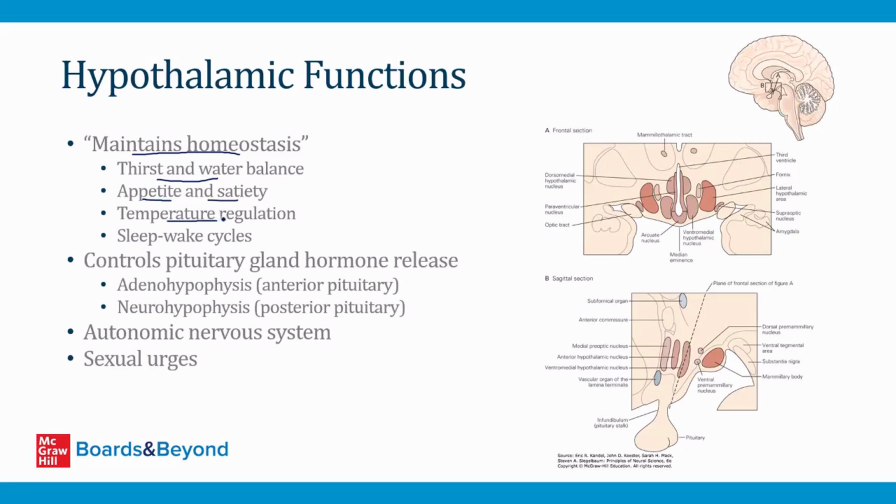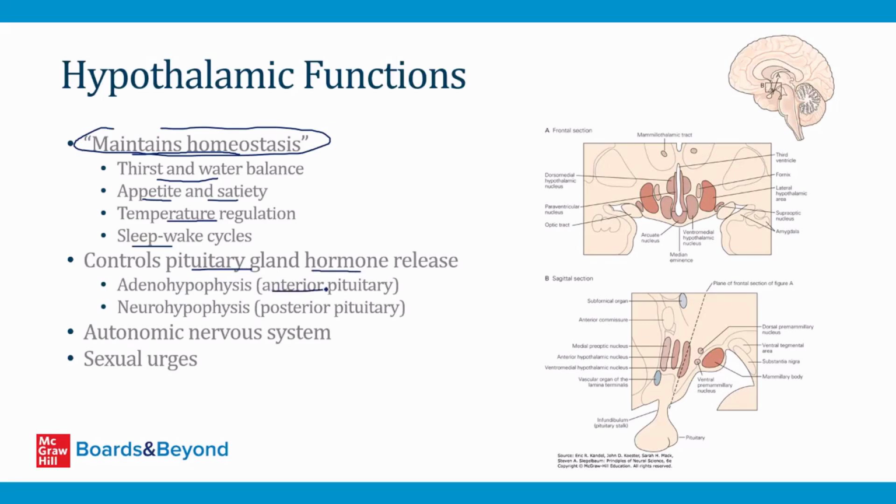We'll talk about this in a minute, but when you get a fever, that's because the hypothalamus raises the set point for temperature in the body. And then it also plays a role in sleep-wake cycles. So all these things fall under the heading of maintaining homeostasis in the body. The hypothalamus also has a very important endocrine role. I talk about it a lot in the videos on the pituitary gland in the endocrine section, and that's because the hypothalamus controls pituitary gland hormone release.